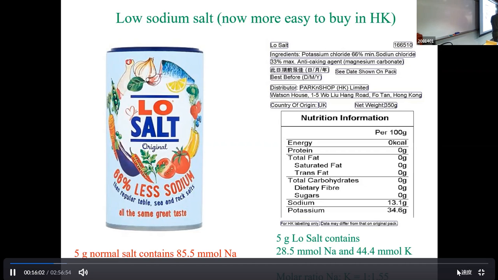What you see here is a comparison. If you take 5 grams of normal salt, it contains 85 millimoles of sodium, okay? This is the low salt, and if you take 5 grams of low salt, this is the relative composition of sodium and potassium. So 5 grams would correspond to 28. So if you're talking about the same amount, it's 28 versus 85, okay?